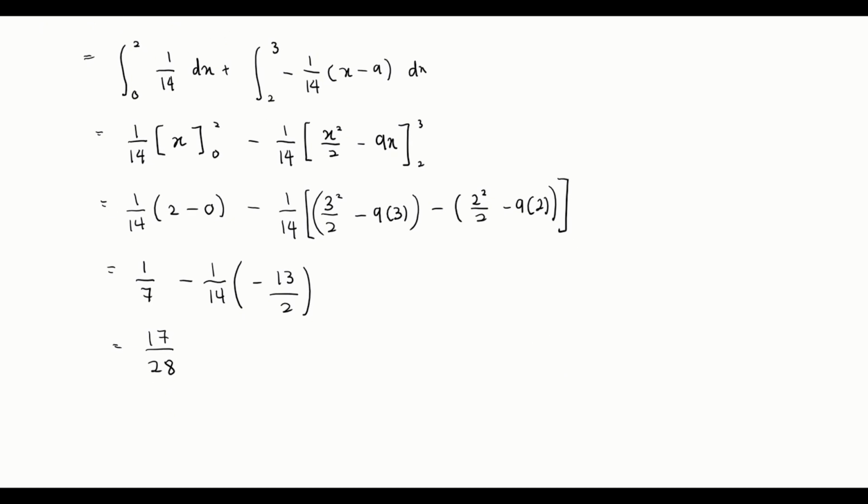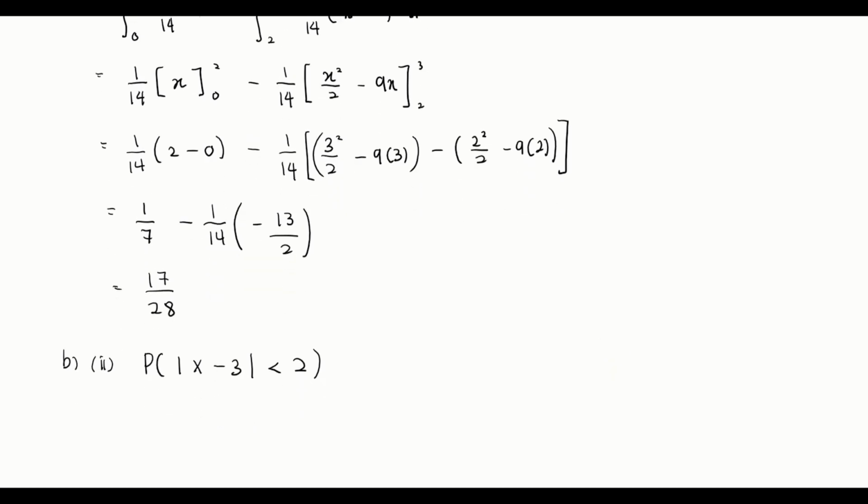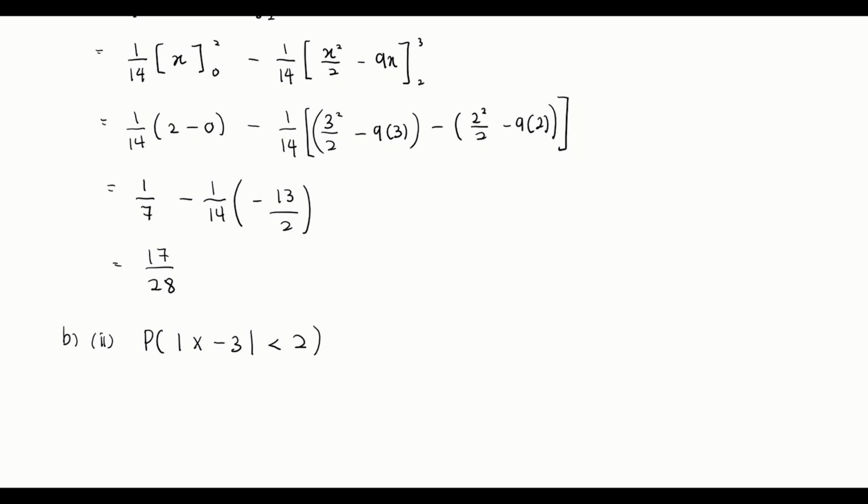And part B number 2, we want to find the probability of modulus x minus 3 less than 2. This might be confusing because it has a modulus sign there, but we can solve the modulus inequality first. We can use our knowledge from the previous chapter in first semester. We know how to solve the absolute value inequality. So we have modulus x minus 3 less than 2.